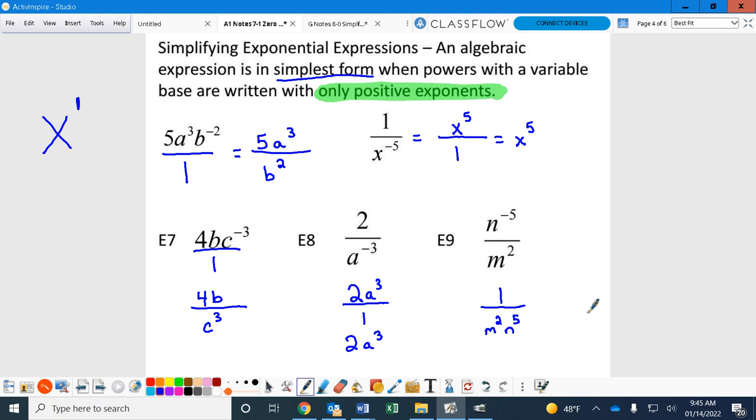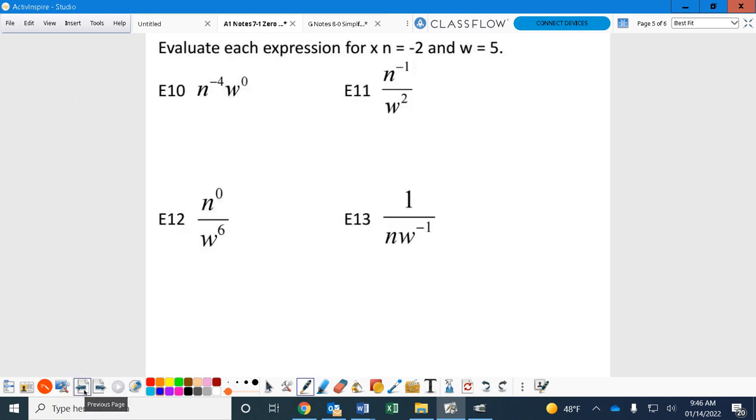Okay. So then our last thing is going to be, oh no, we've got two more. We've got to evaluate, and then we've got to deal with the negative exponent writing, the stuff that's going to lead us into scientific notation. So let's deal with evaluating first. So here we go. We are going to evaluate each expression for these values. These values are going to be n equals -2 and w equals 5.